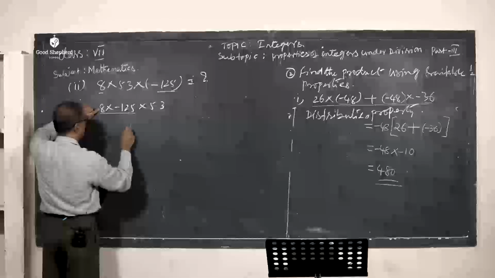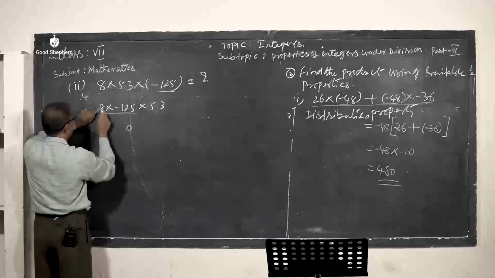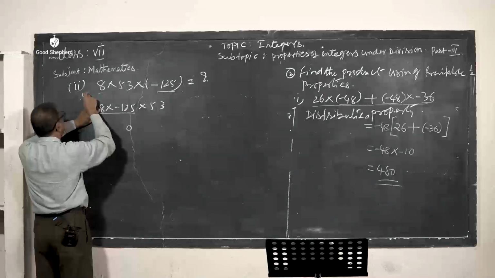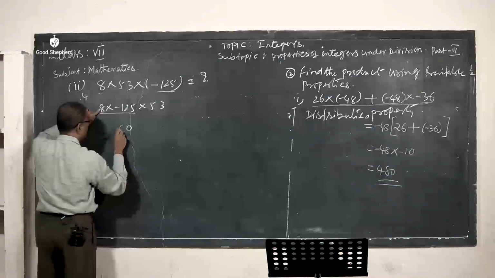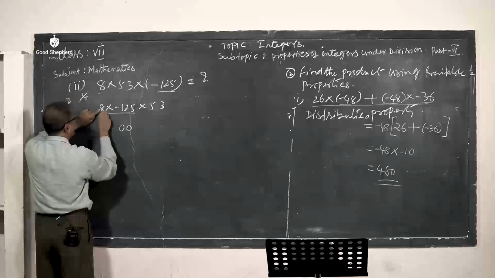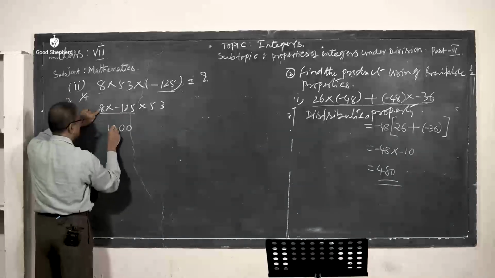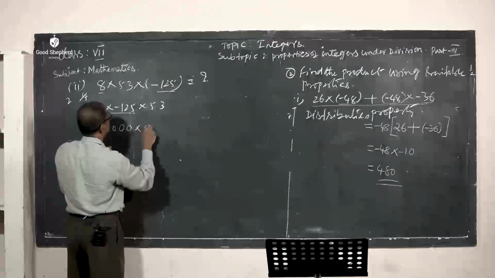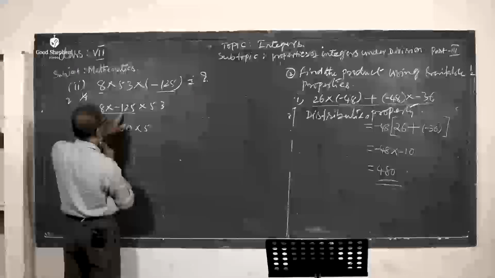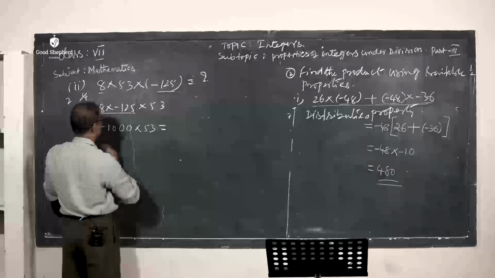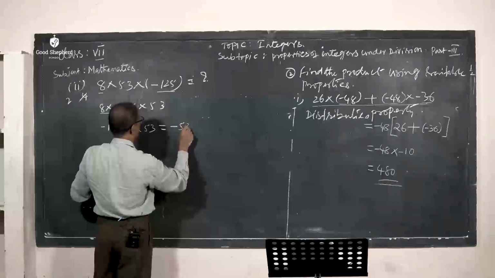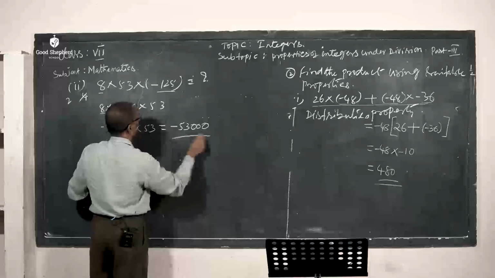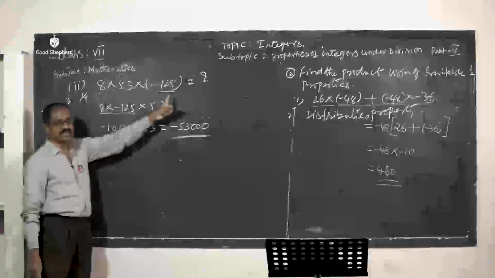8 5s are 40. Now 4 carry. 8 2s are 16. 16 plus 4, 20. 2 carry. 8 1s are 8. 8 plus 2 is 10. So simple, make it 1000. It is a negative sign, so minus 1000 into 53, which is equal to minus 53,000. This is the way of multiplying these numbers.